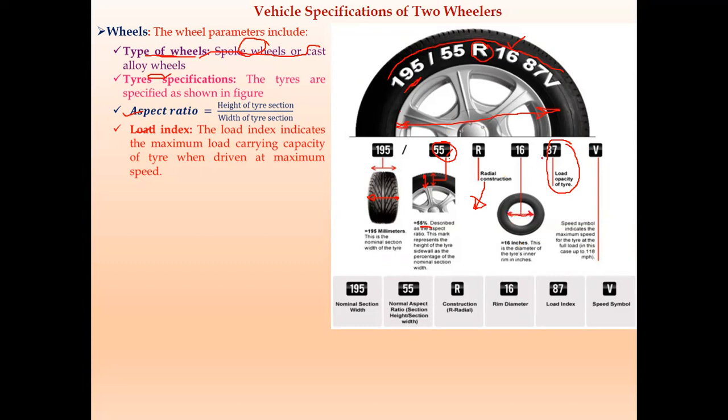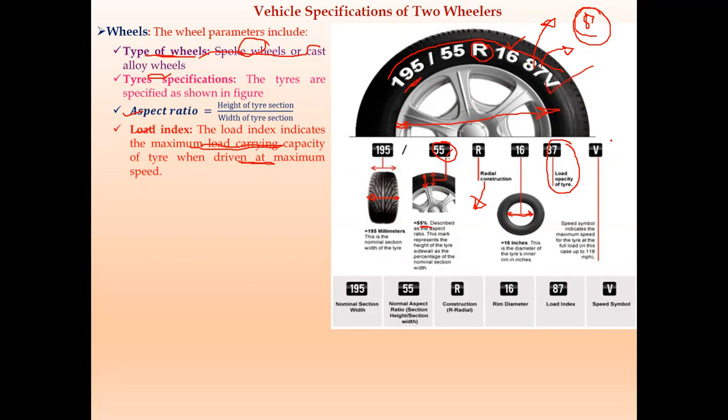Then we have 87. 87 is called the load index capacity, or we can say load index. So a load index indicates the maximum load carrying capacity of the tire at maximum speed. So if you see, 87 means it carries 87 kg of weight at maximum speed. So at that maximum speed, the weight carrying capacity of the vehicle is given. And the last parameter is V.